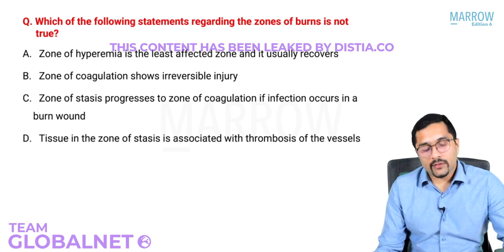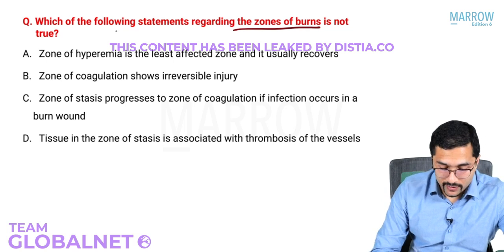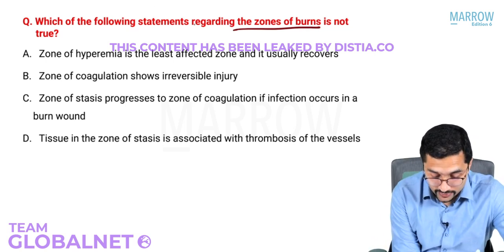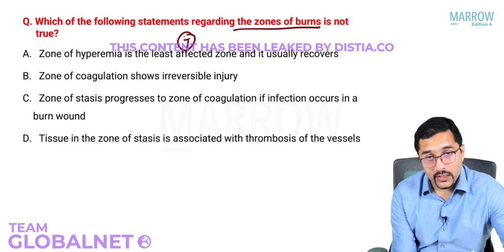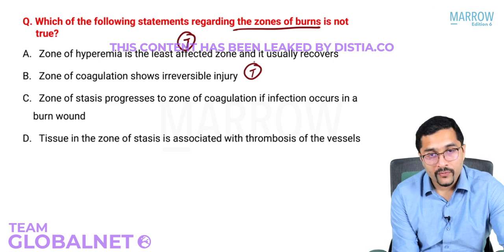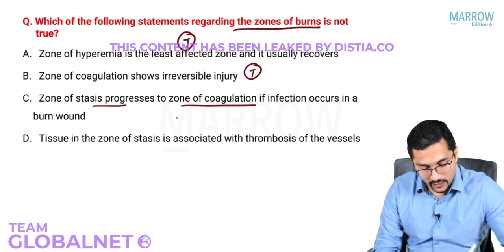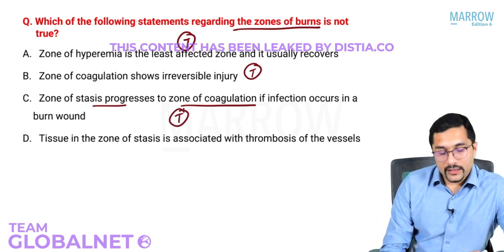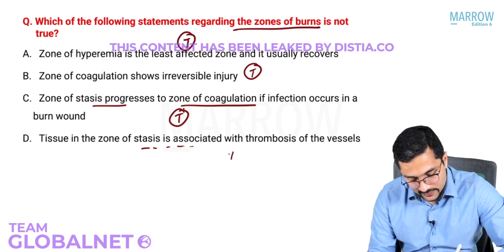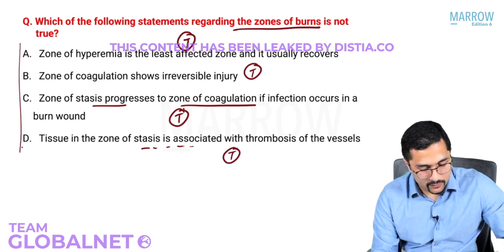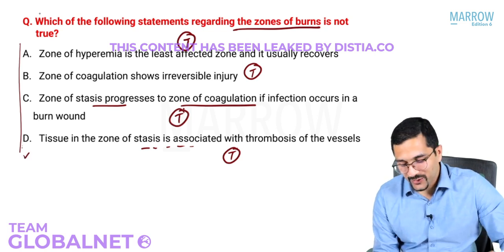Which of the following statements regarding zones of burns is not true? Zone of hyperemia is the least affected and it usually recovers. This is absolutely correct. Zone of coagulation or necrosis shows irreversible injury. This is true. And zone of stasis progresses to zone of coagulation if infection occurs. This is also true. And tissue in zone of stasis is associated with thrombosis of vessels. This is also true. So all the statements are true here. None of the statements are false. Sometimes that can also happen.